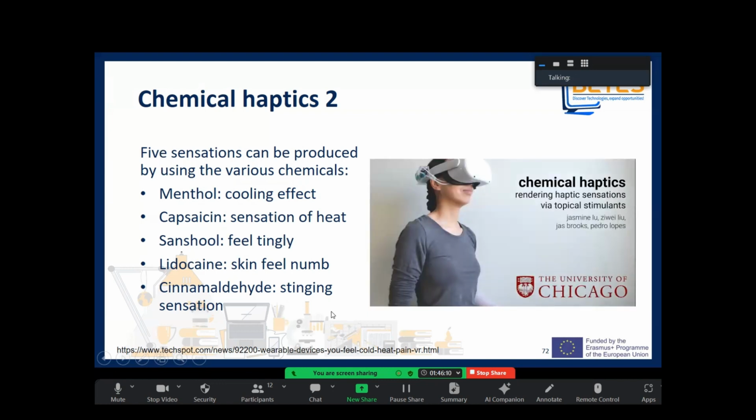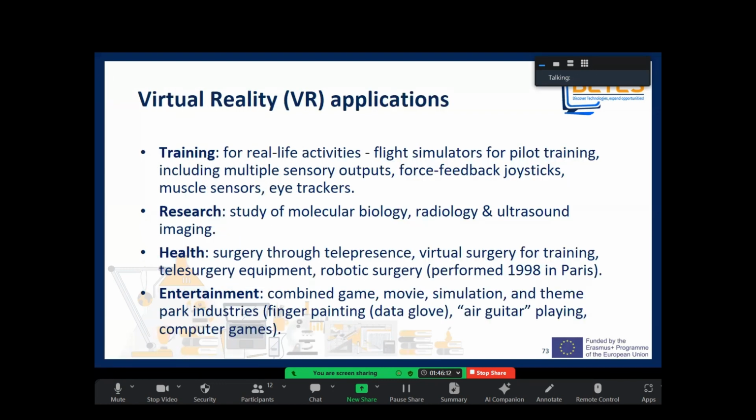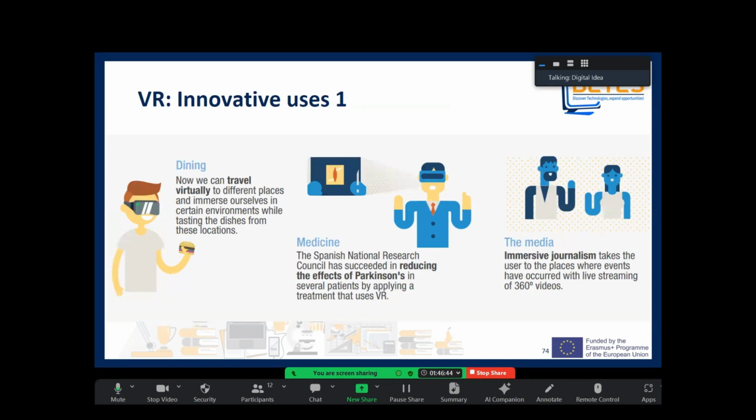So, what do we use VR applications for? For training, to train doctors, pilots, and all the professions that need expensive equipment to be trained. For research, for health and entertainment. Entertainment is very common. Doctors use VR to learn to become surgeons, and there are many applications.